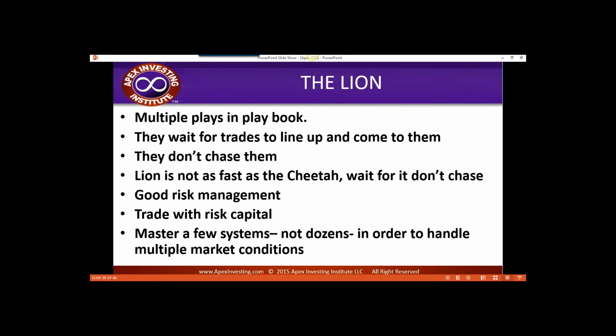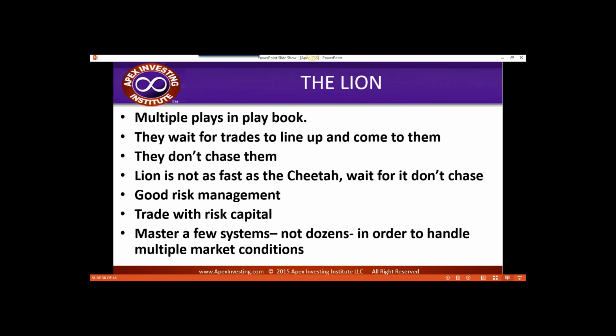They wait for the trades to line up, just like the hunt. They're not running all over the place and exerting themselves and burning out like a cheetah. They're crouched, waiting for the right setup to strike. They're not chasing trades too far out. They're not pushing a trade. The lion is not as fast as the cheetah. He'll wait for it. He won't chase it. He'll wait for it to line up for him.